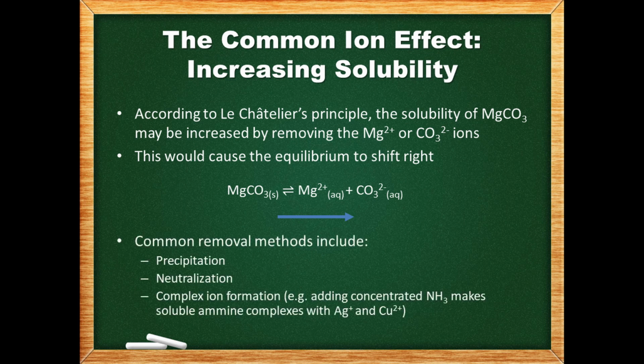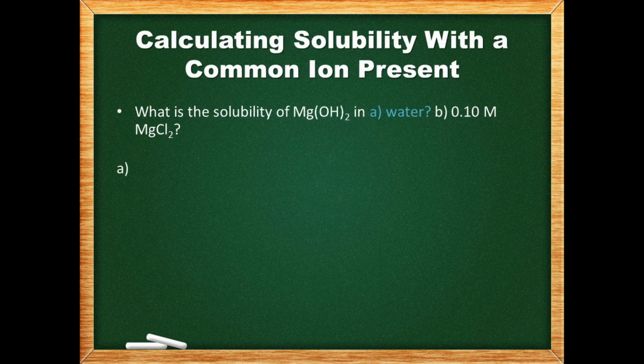Precipitation is one common method of removing ions. Neutralization and complex ion formation are other methods. For instance, adding concentrated ammonia will dissolve silver or copper 2 precipitates. What is the solubility of magnesium hydroxide in A, water, and B, 0.10 molar magnesium chloride?